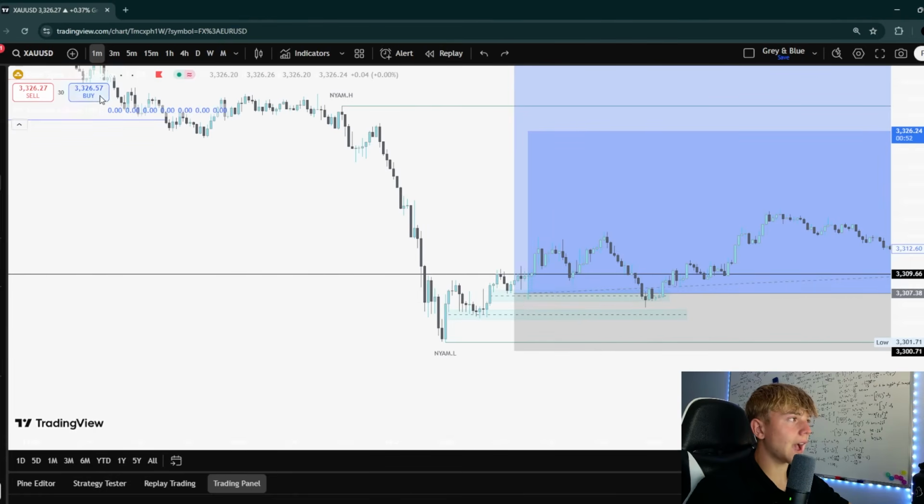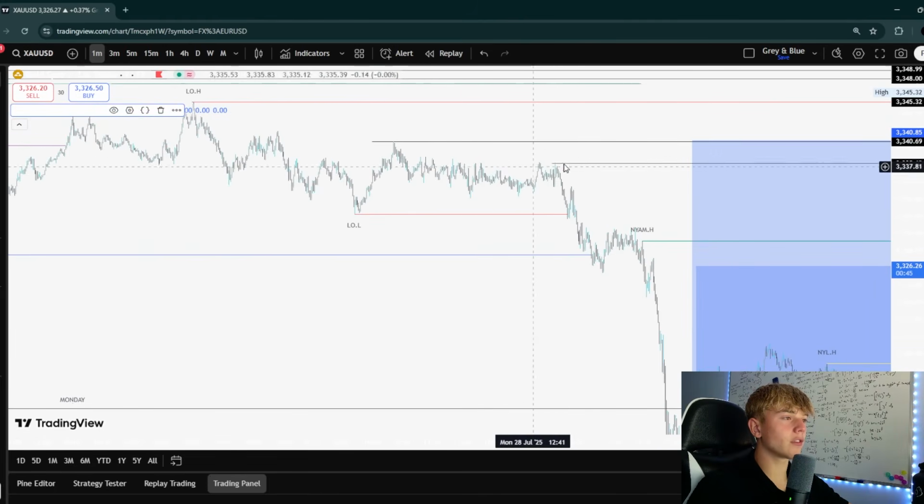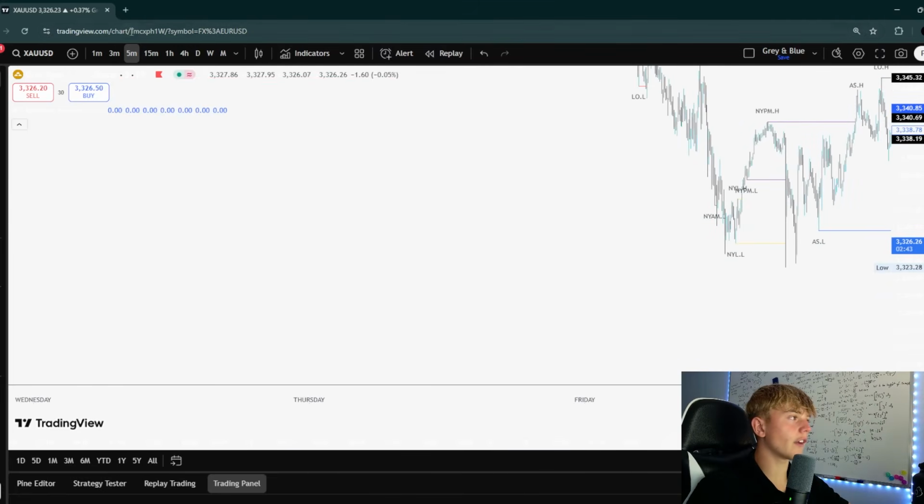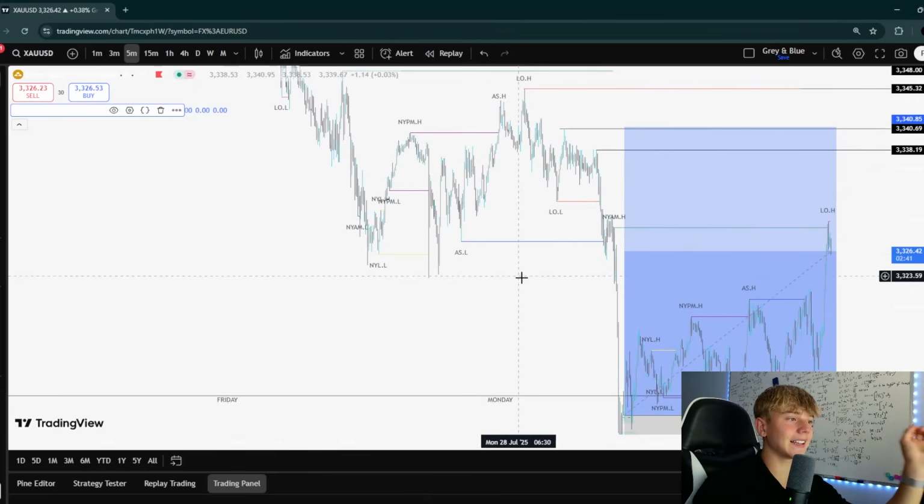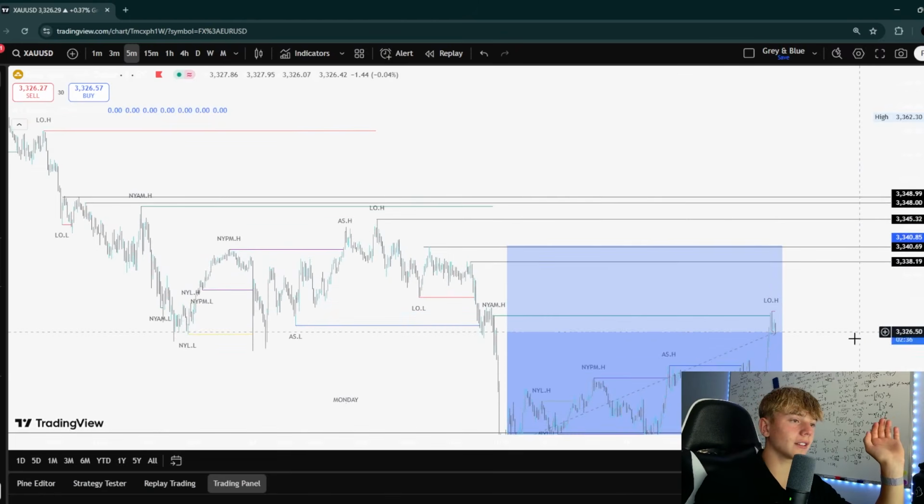So I bought, and again, 1 minute is for managing risk. I put my stop loss below the low, and my take profit would be at that low resistance liquidity that I spotted on the 5-minute chart. So that is exactly how you use the time frames in harmony. Literally took me 5 minutes to analyze the chart together.